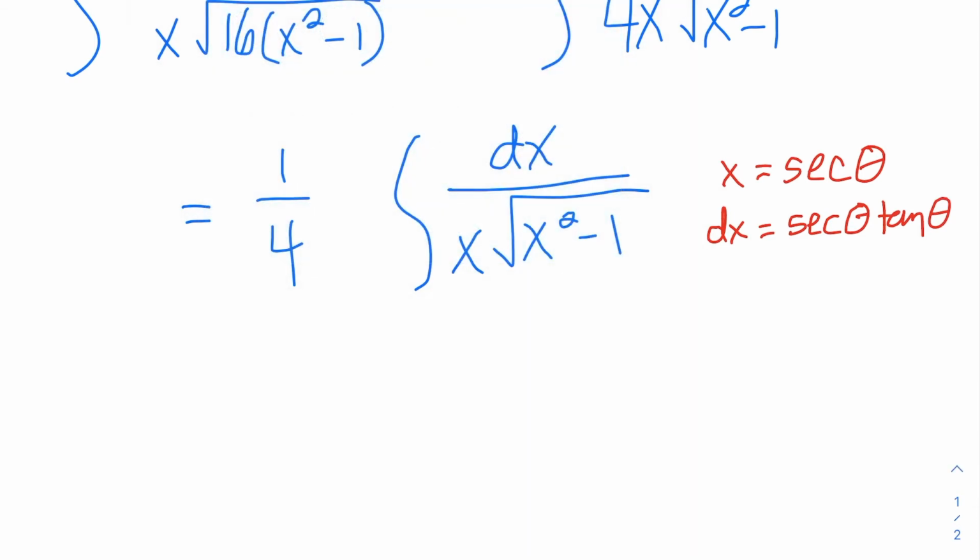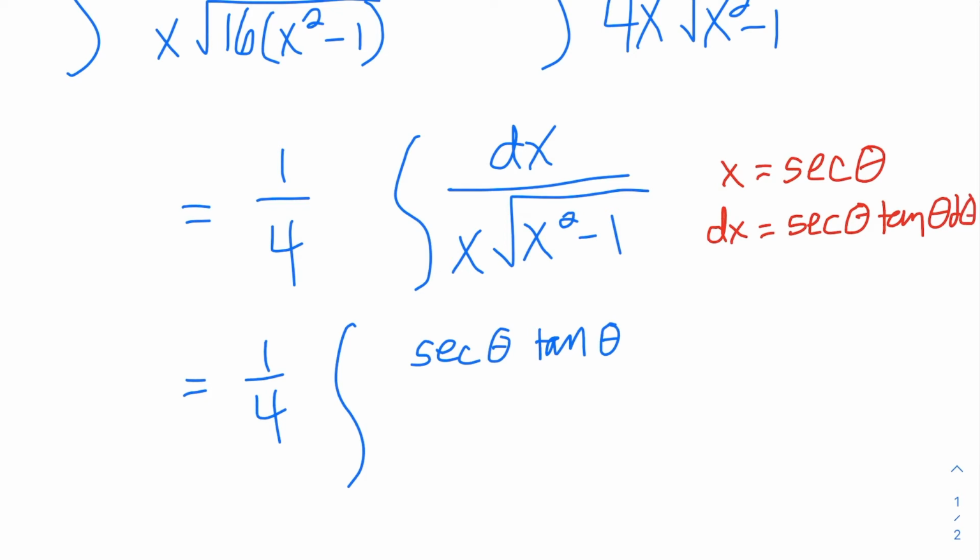Now we can use that information to do a little bit of substitution here and see how this is going to play out. So this will be 1/4 times the integral of, in our numerator for dx, we know dx is secant theta tan theta, so let's write that in. And oops, I forgot to write in my d theta. That was a little bit sloppy. Let me sneak that in there, d theta. So that's going to be our numerator. And then in our denominator, we'll have secant theta for x.